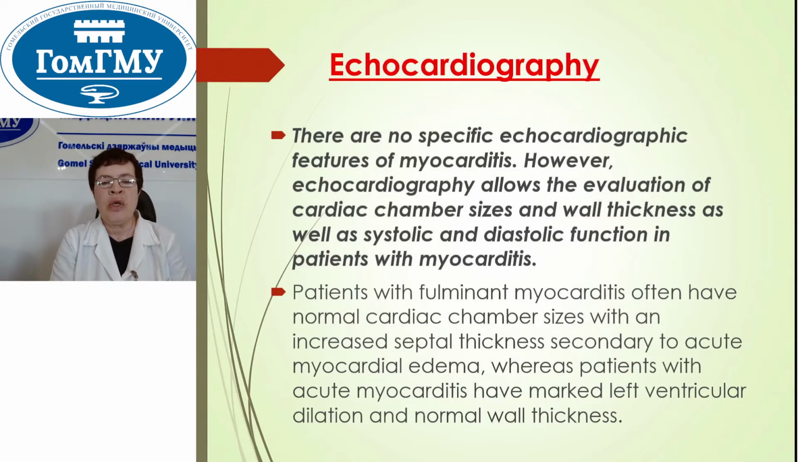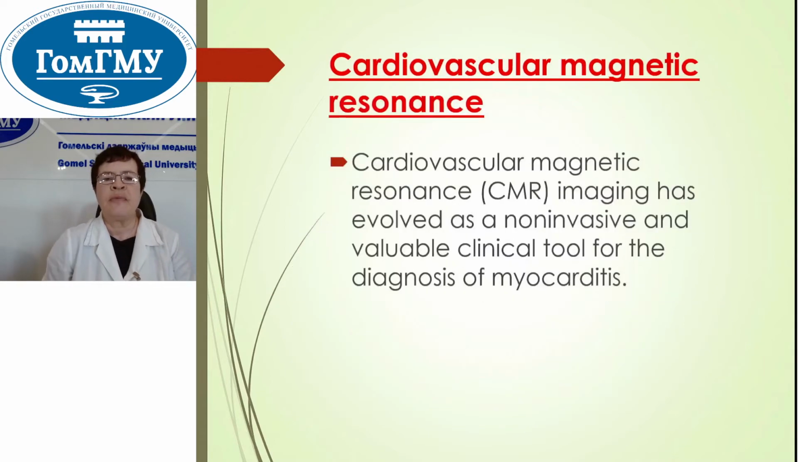Echocardiography. There are no specific echocardiographic features of myocarditis. However, echocardiography allows the evaluation of cardiac chamber size and wall thickness, as well as systolic and diastolic function in patients with myocarditis. Patients with fulminant myocarditis often have normal cardiac chamber sizes with an increased septal thickness secondary to acute myocardial edema, whereas patients with acute myocarditis have marked left ventricular dilation and normal wall thickness.